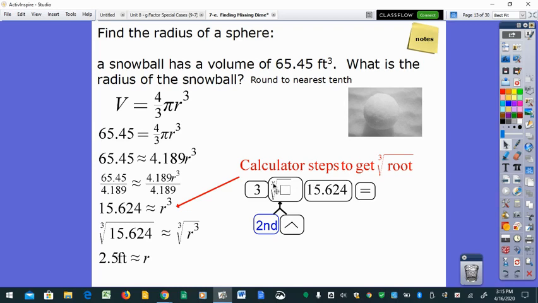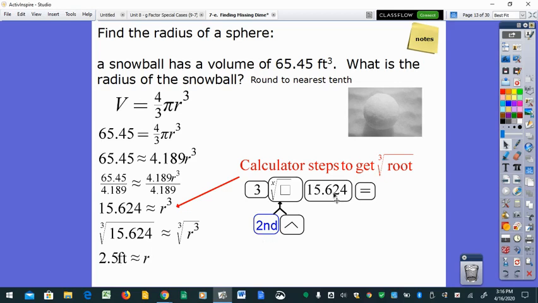So since I want the third root, I want to undo cubing, I would put a 3 in the calculator. I'd hit the second function and the root button, and then I'd put the 15.624 in and hit equals, and I'll see 2.5, and the radius of the snowball would be about 2.5 feet. Going to be quite a big snowman there.